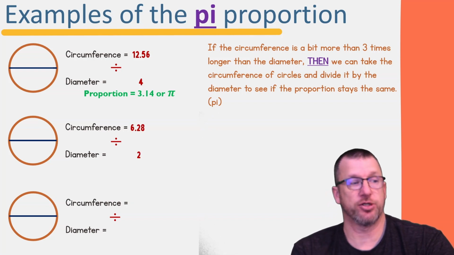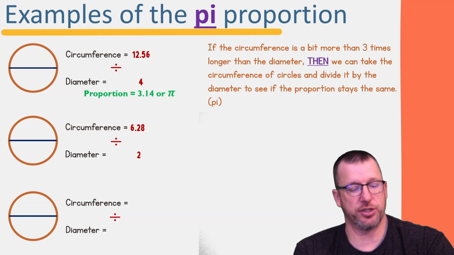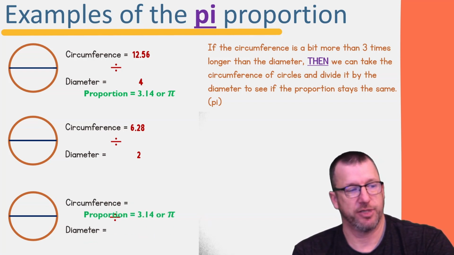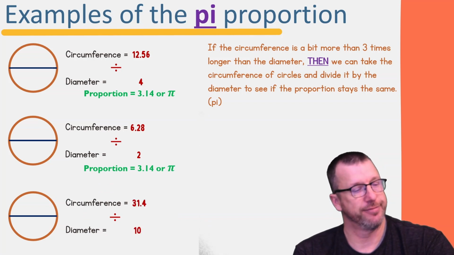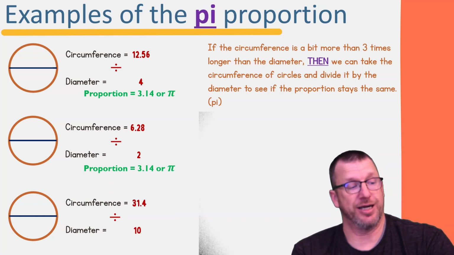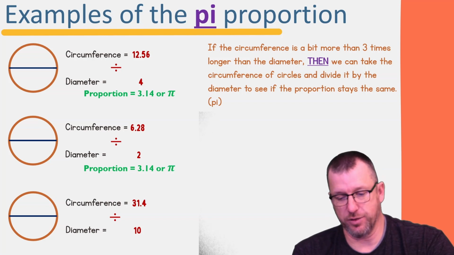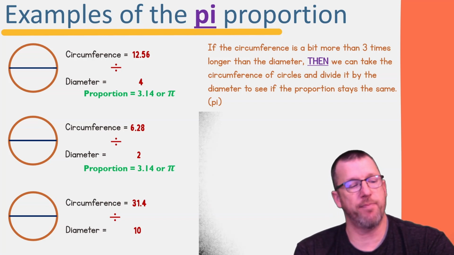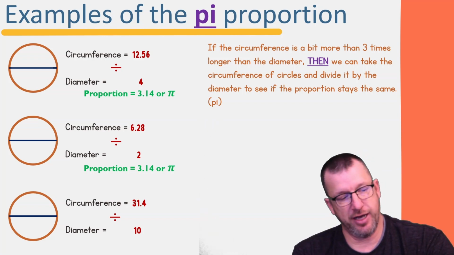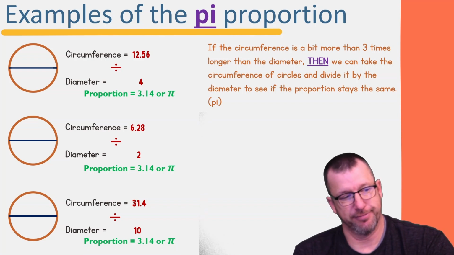This other one's a smaller circle, I'm sorry. The diameter is only 2. So let's just imagine it's 2 inches across. And we know that the circumference is 6.28. If we divide them, 3.14. This is a huge circle, right? It's 10 inches across, way bigger than the other ones. It's got a circumference of 31.4, but if we divide them, it's 3.14.